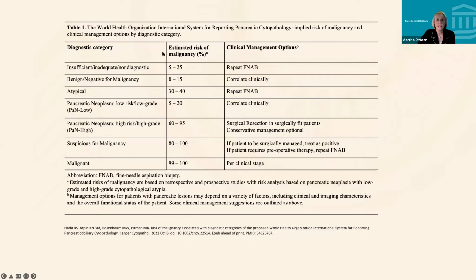And when we look at risk of malignancy in this WHO system, obviously it's a new system and hasn't yet been applied, but using the data from our prior PSC cohort and recategorizing the lesions according to the WHO, we come up with this estimated risk of malignancy of 5 to 25% for your insufficient, inadequate, non-diagnostic category, 0 to 15% for benign, 30 to 40% for atypical, 5 to 20% for pan-low, 60 to 95% for pan-high, 80 to 100% for suspicious, and 99 to 100% for malignant.